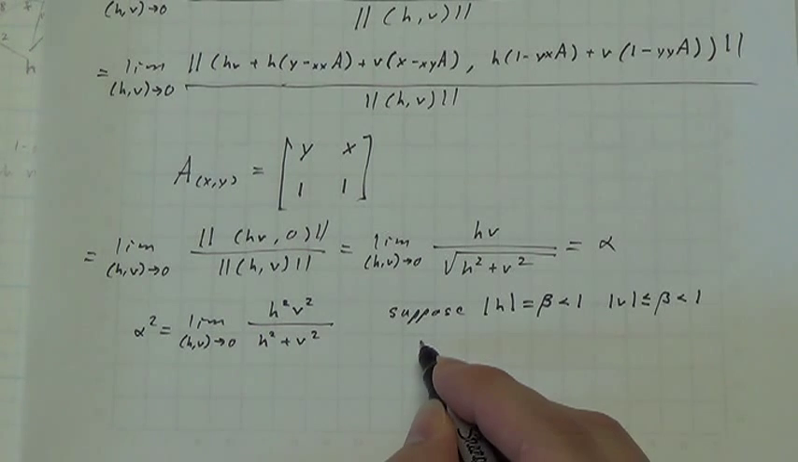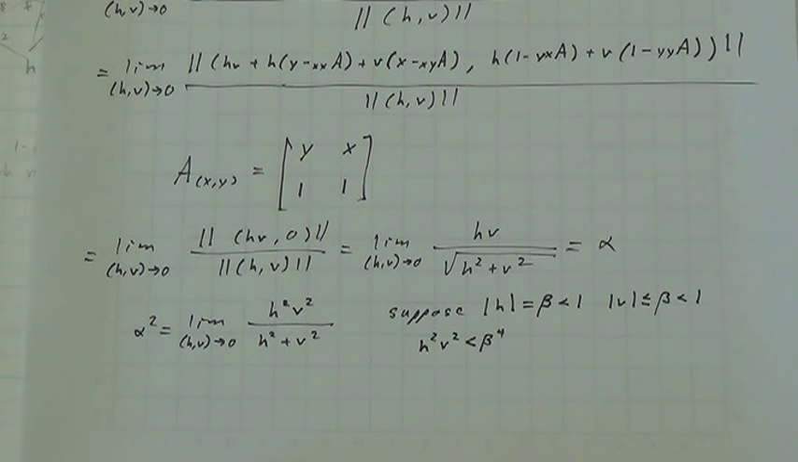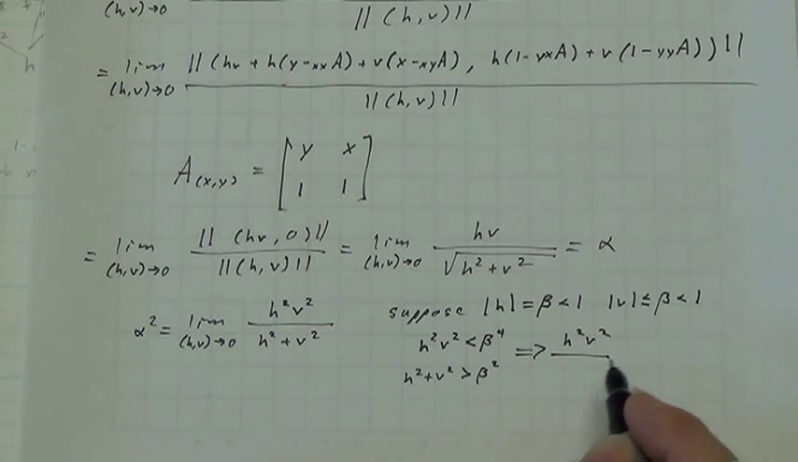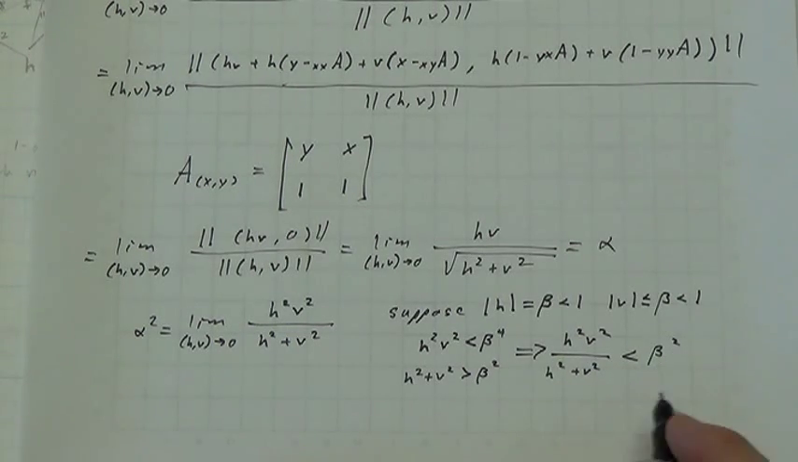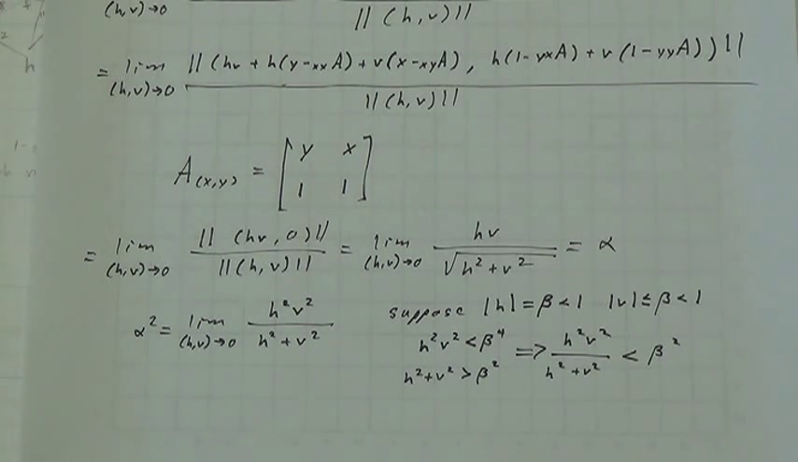Right. Then we have h squared v squared is less than beta to the fourth. And we have h squared plus v squared is greater than beta squared, because h squared is beta squared. So we have h squared v squared over h squared plus v squared is less than beta squared. Now, as this beta goes towards zero, beta squared goes towards zero even faster. So we know that alpha is zero.